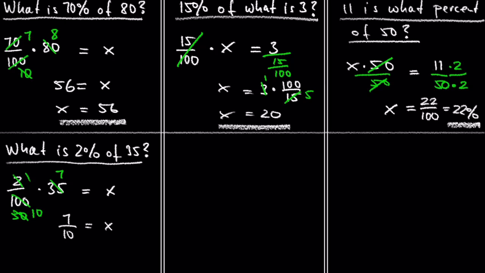And dividing by 10 is equivalent to shifting the decimal point of the 7 one place to the left. So we get 0.7. So 0.7 is 2% of 35. Let's try this next example. 40% of what is 60?